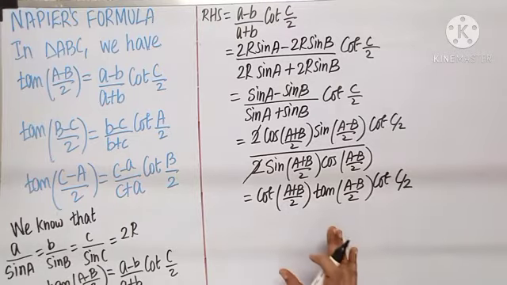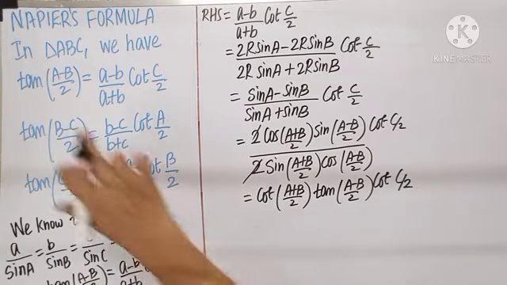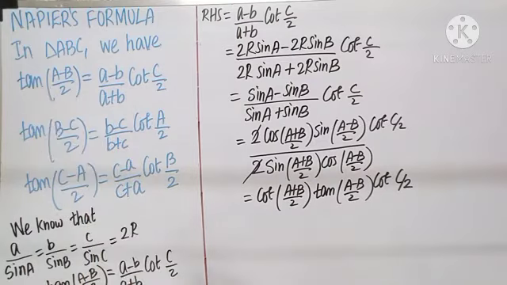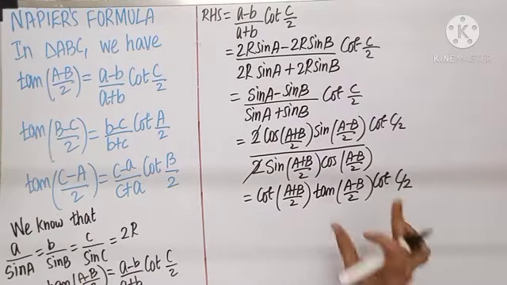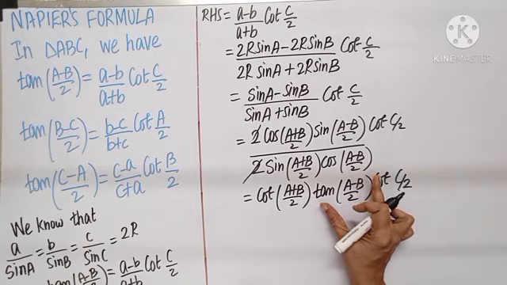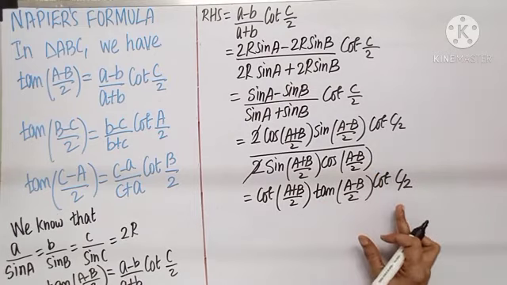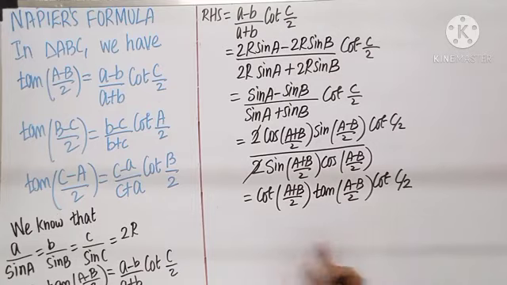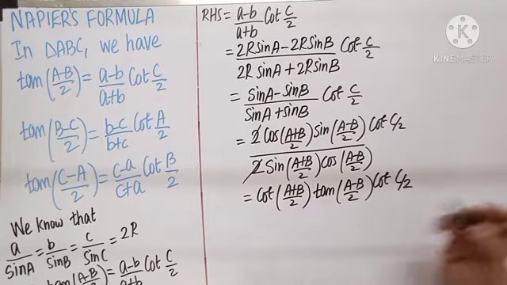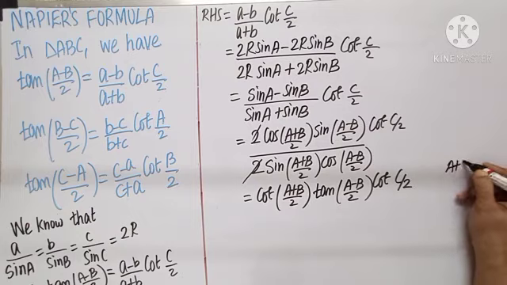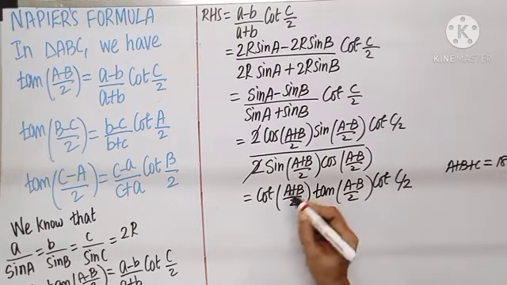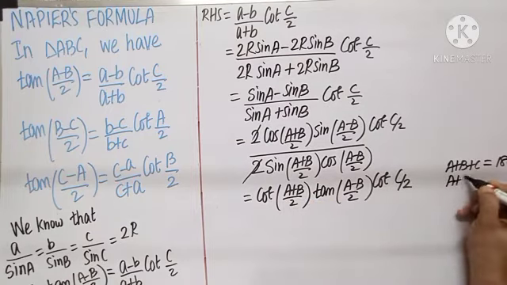To have a clue, let me refer to the LHS. The LHS is tan (A minus B)/2. Only this part I need, so the other two must naturally get cancelled. How to cancel? Remember, we are in a triangle where A plus B plus C is 180. I want A plus B, so A plus B is 180 minus C.